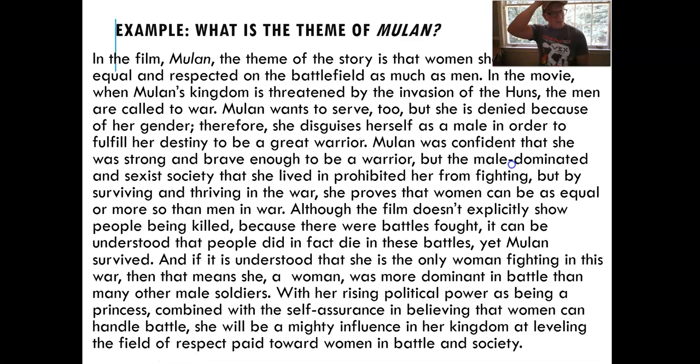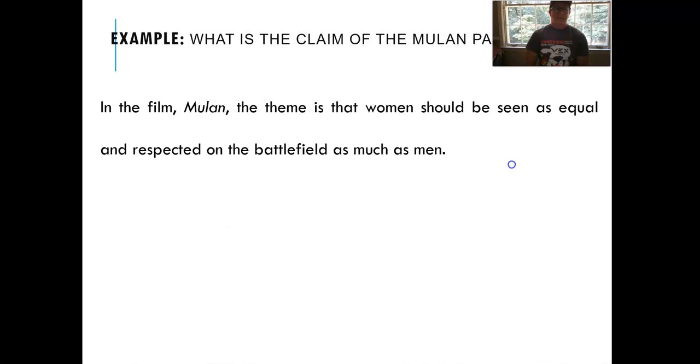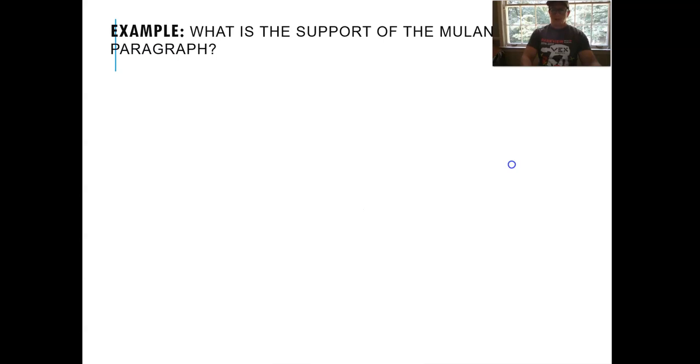Wowee, okay? So now let's break up this paragraph into the 3 parts: claim, support, and analysis. The first thing that should be in your paragraph is a claim, where it states the main idea, okay? And here's the claim. In the film Mulan, the theme is that women should be seen as equal and respected on the battlefield as much as men. That's our claim. That's our one point that we're trying to make throughout the whole text. The whole paragraph after that is just supporting that claim. Everything that's in the paragraph should be going back to the idea that women should be seen as equal and should be respected.